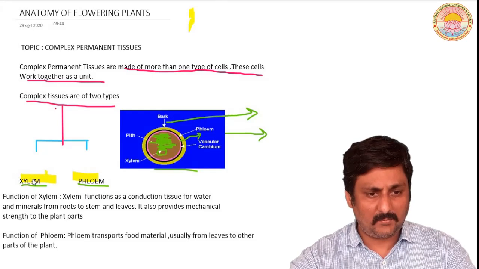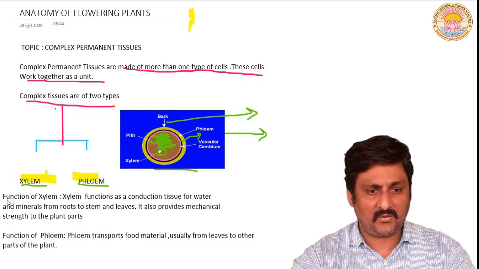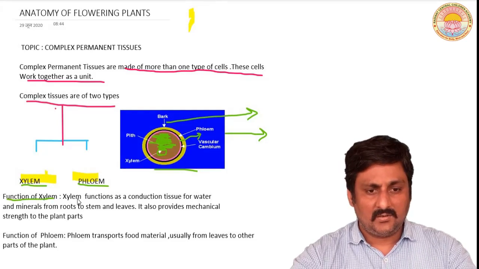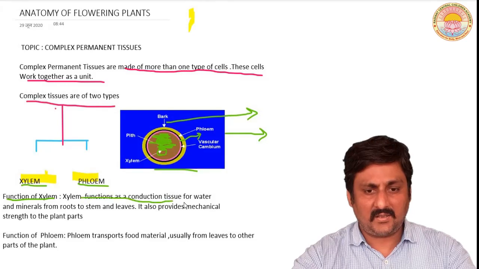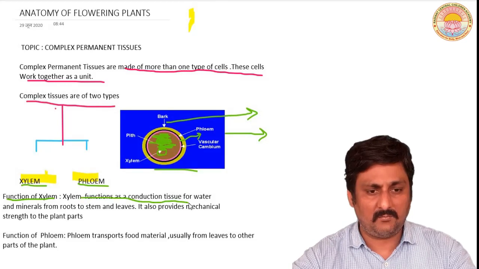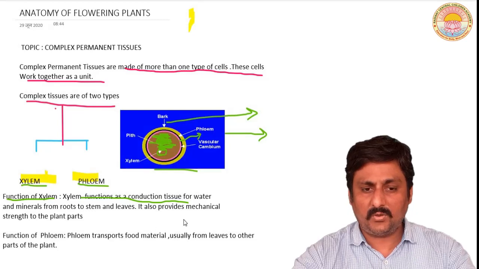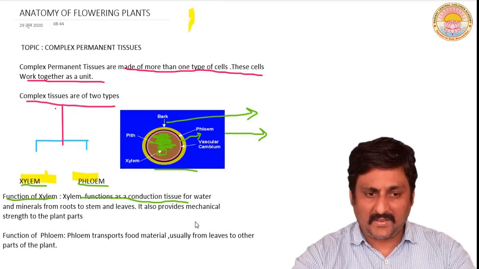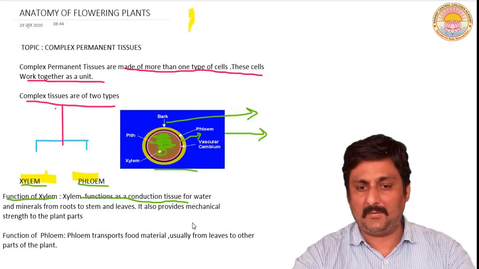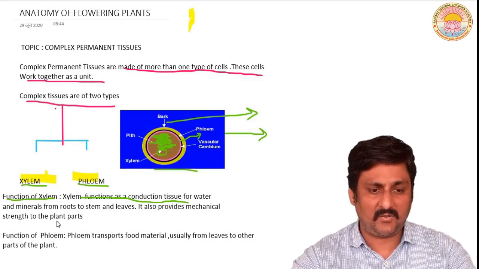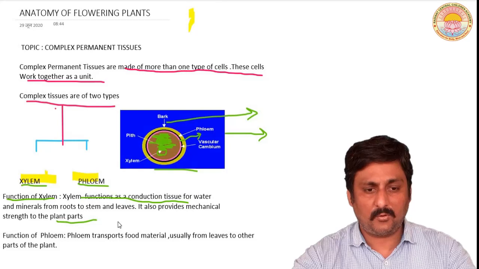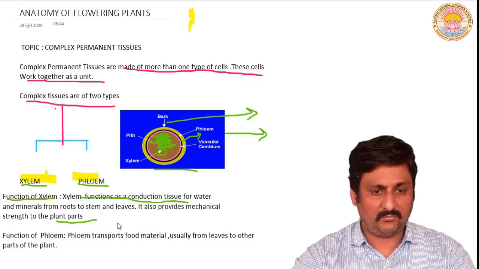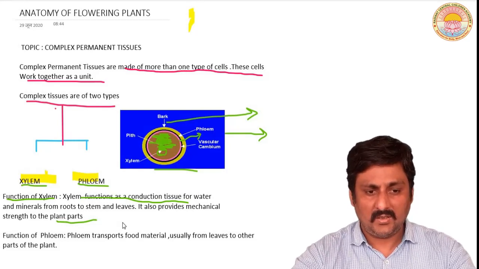Now let us first of all talk about the function of xylem. Xylem functions as a conducting tissue for water and minerals from the roots to the above parts of the plant, that is stem and leaves. It also provides mechanical strength to the plant parts. So it is another function of the xylem. Apart from conduction of minerals and water, it is also providing mechanical strength.